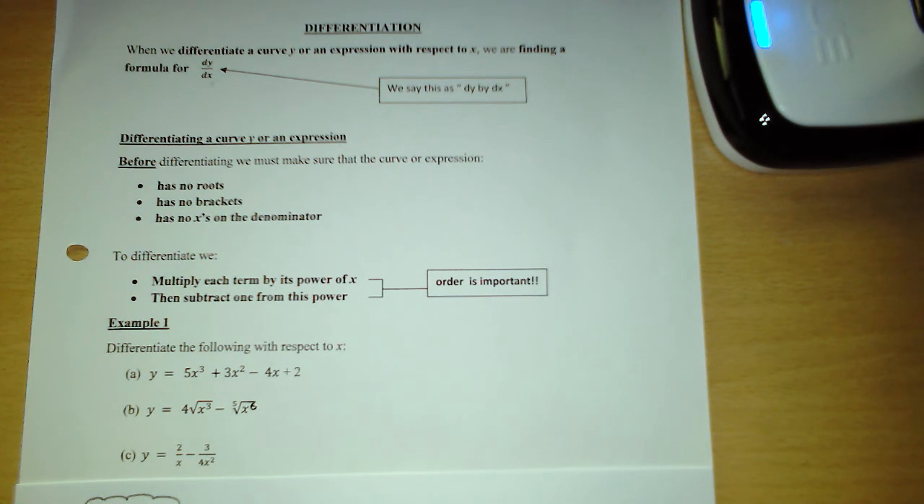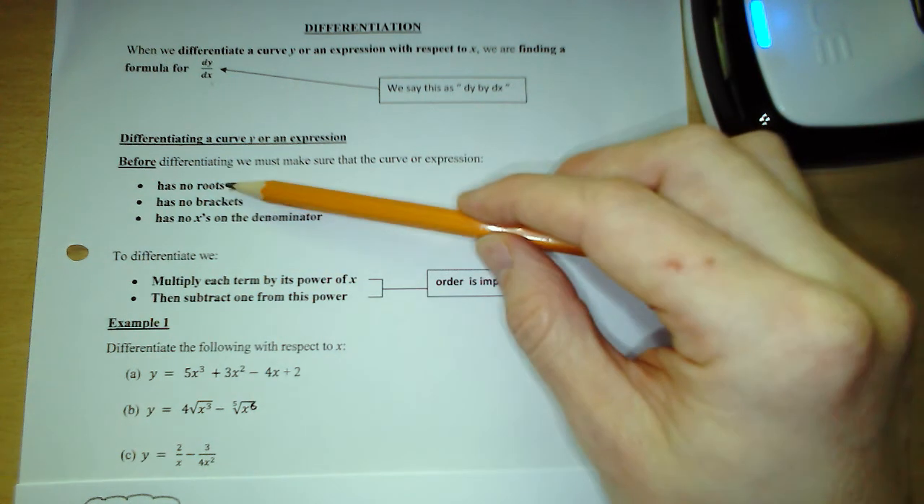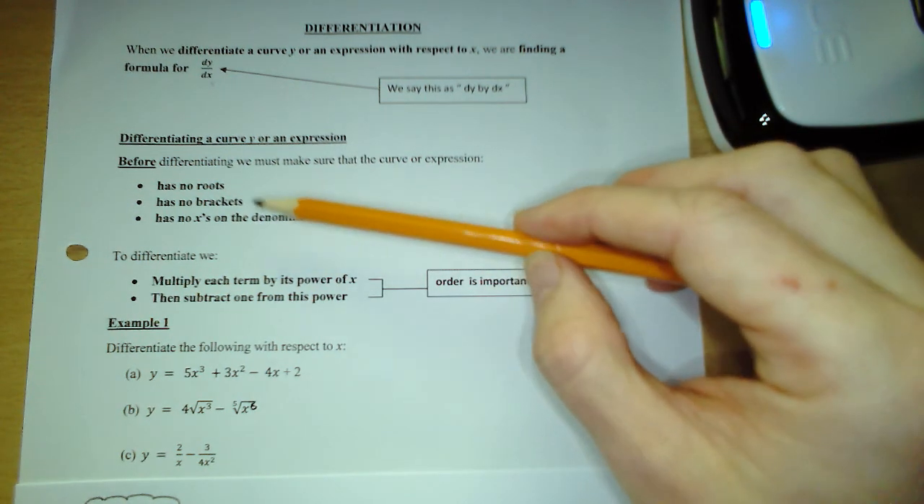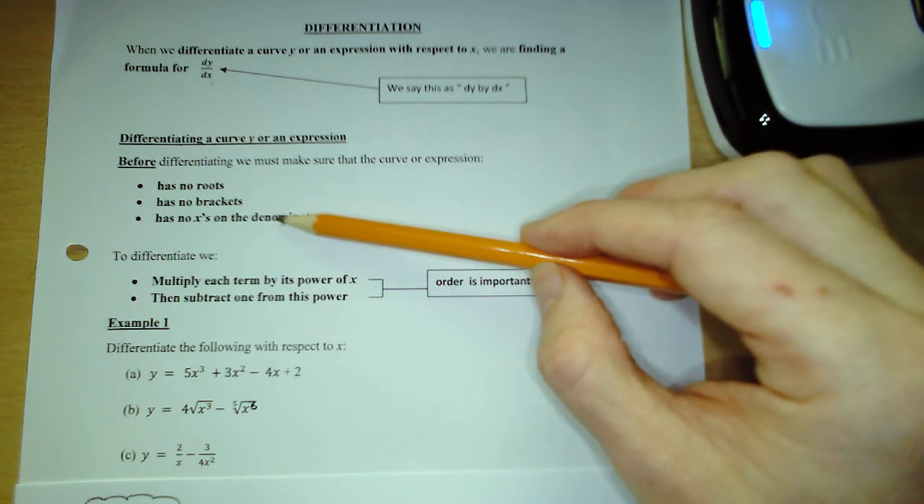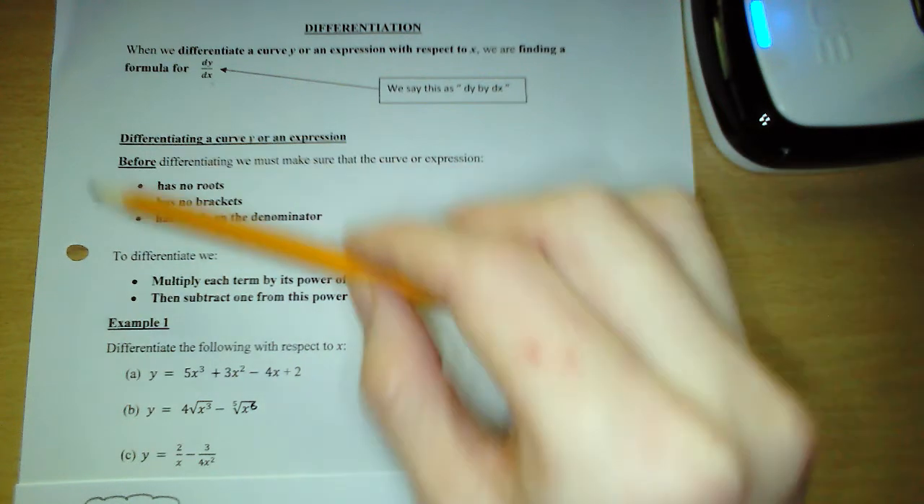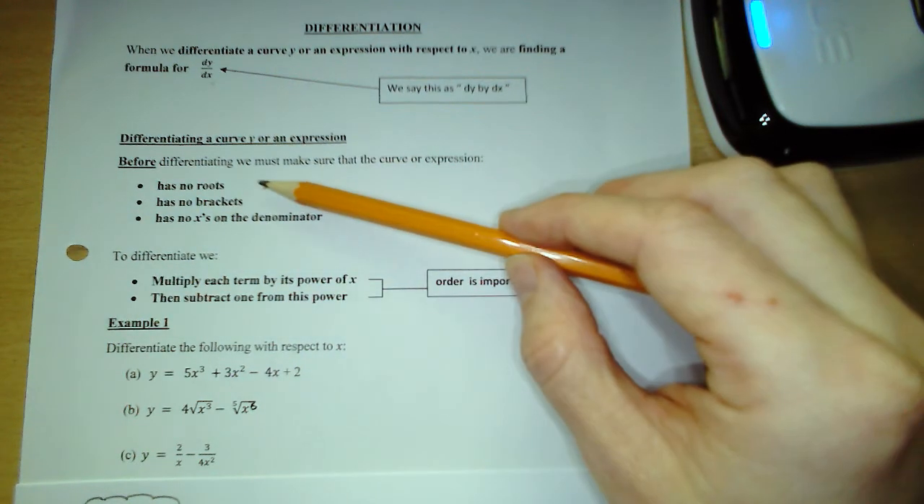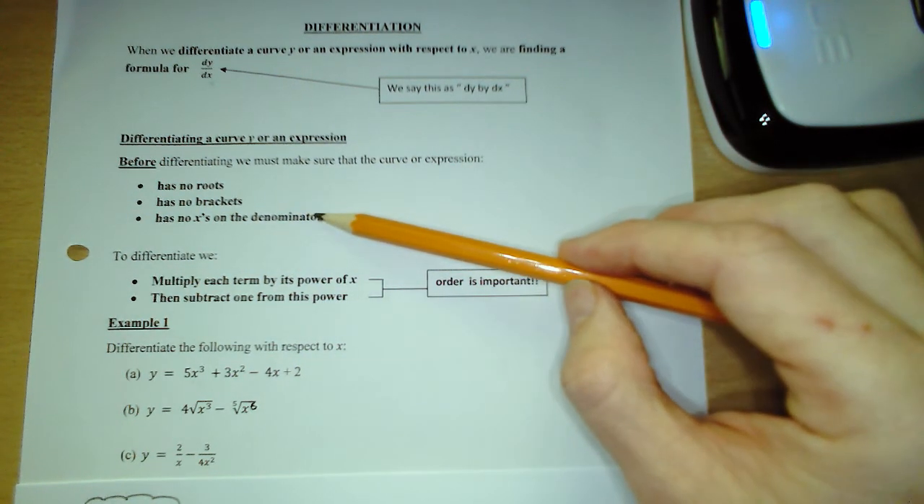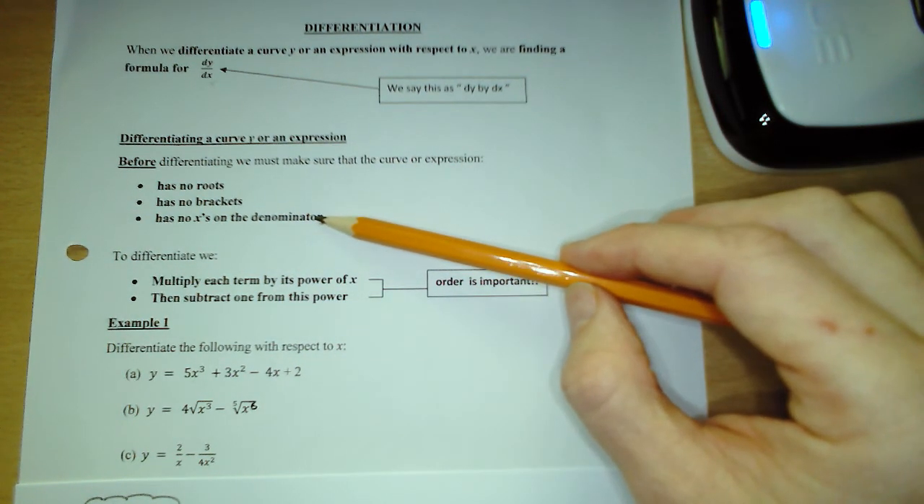However, before you differentiate any curve or expression, you need to make sure that it has no roots, no brackets, and no x's on the denominator. That's really important. You can't differentiate until you've got rid of roots, you've got rid of brackets, and you've got x's off the denominator.